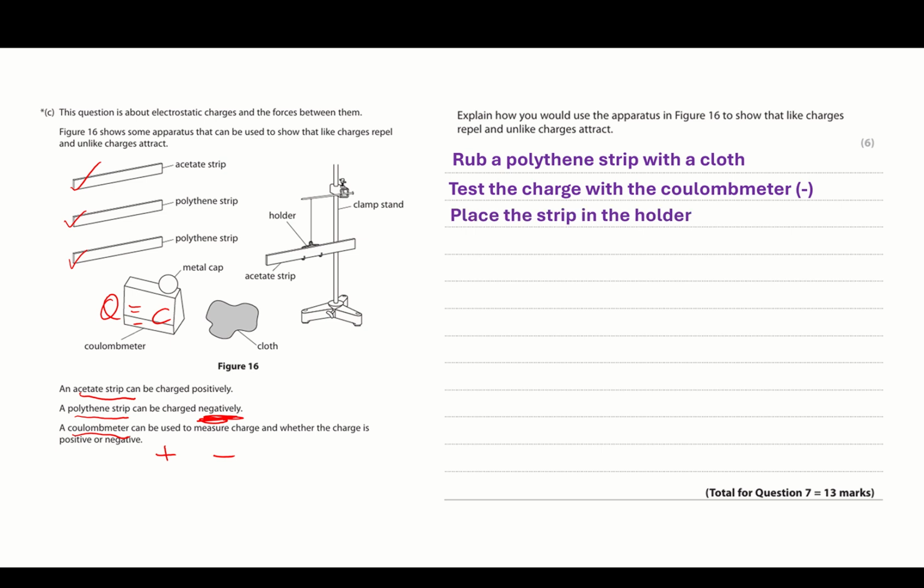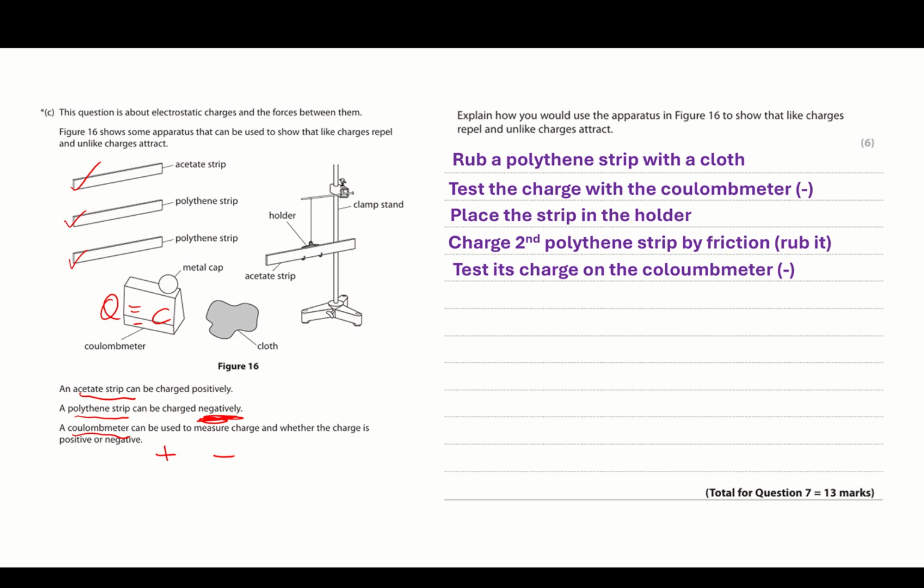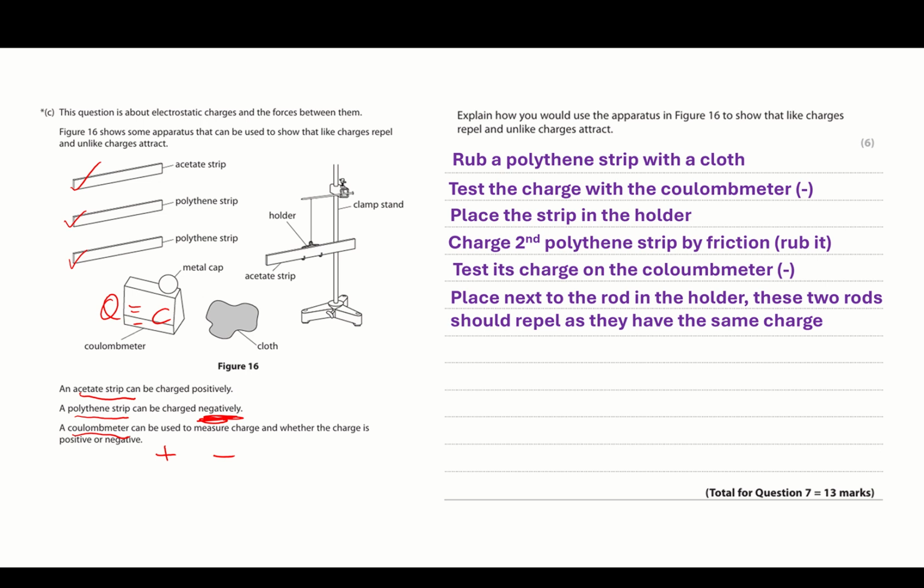It's a minus. Place the strip in the holder. Now let's get a second polythene strip. Do exactly the same. Rub it, charge it by friction. Test its charge on the coulomb meter, minus, and then place it next, and they should repel as they have the same charge. Well, we've done 2 polythenes, so now let's do a polythene and an acetate.